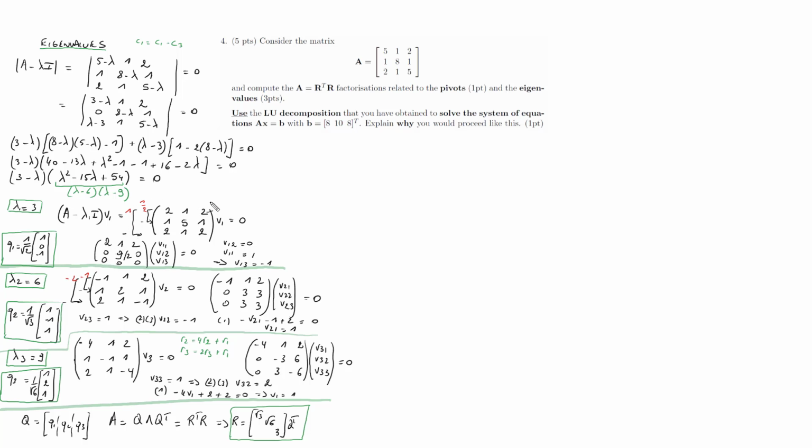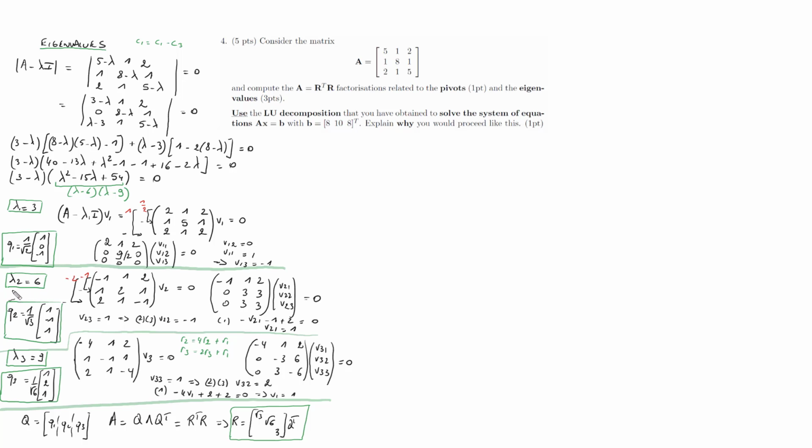Here, once you have done these row operations, you can see that V12 is 0, and that V11 and V13 have to take opposite values, for instance 1 and minus 1. So you have here 1, 0, minus 1. This is what we have computed over here. And then you have to give it a unit length.